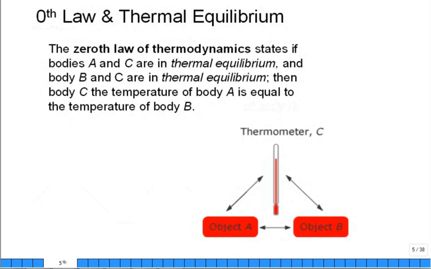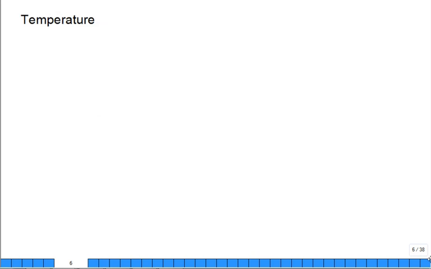It says if object A is in thermal equilibrium with object C, think about C being a thermometer, they have the same temperature. We know that. But if object C and object B are in thermal equilibrium, then we can conclude then that object A is in thermal equilibrium with object B, and they have the same temperature. Did you really need a law for that? Probably not. But it's out there, the zeroth law.